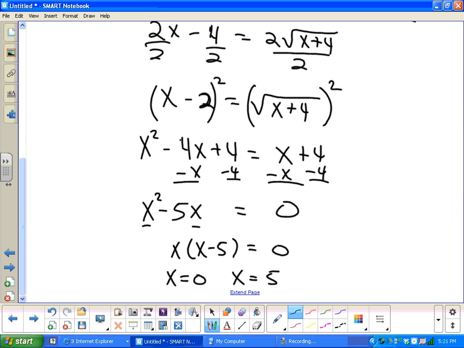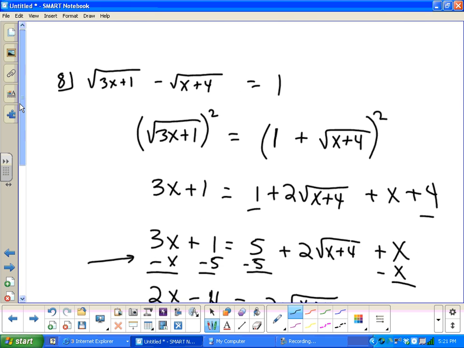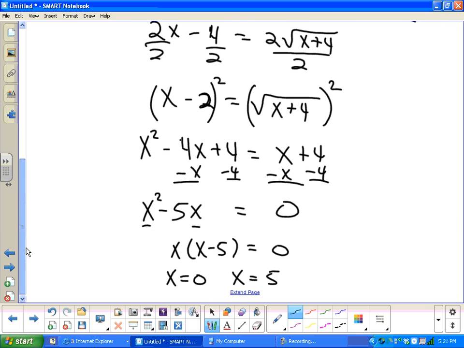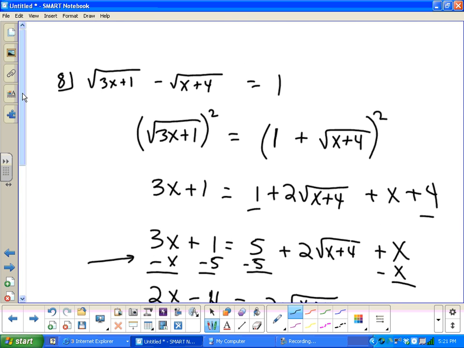Okay, now with checking for extraneous solutions here, there's no shortcut. You're just going to have to plug in the 0 and 5, and you're going to have to go all the way back to the very beginning here. So let's do the 0 first. So I'm going to be plugging in 0.